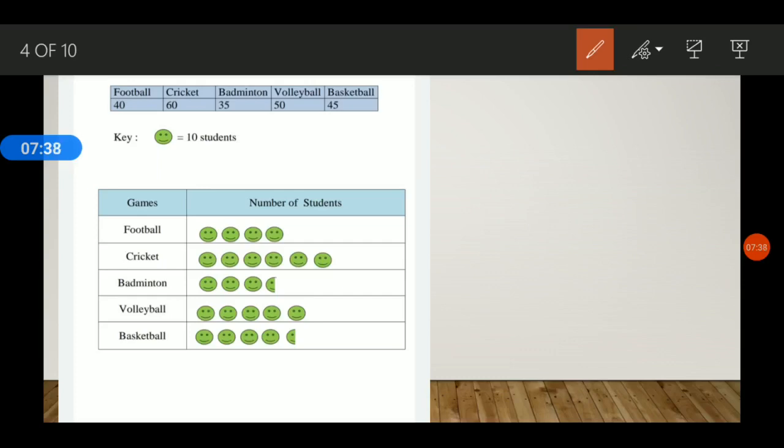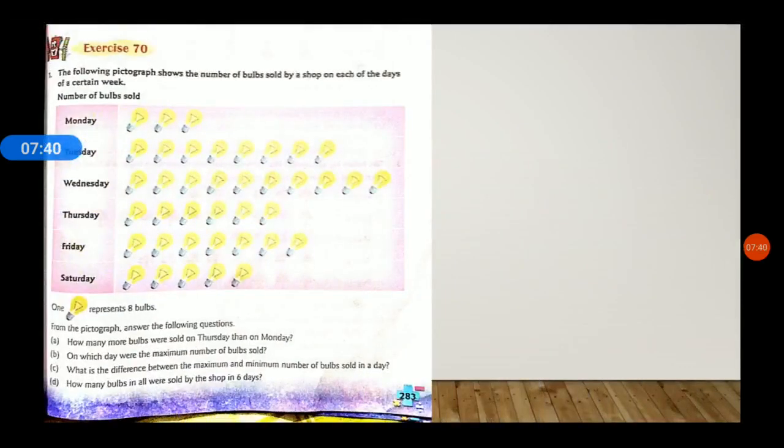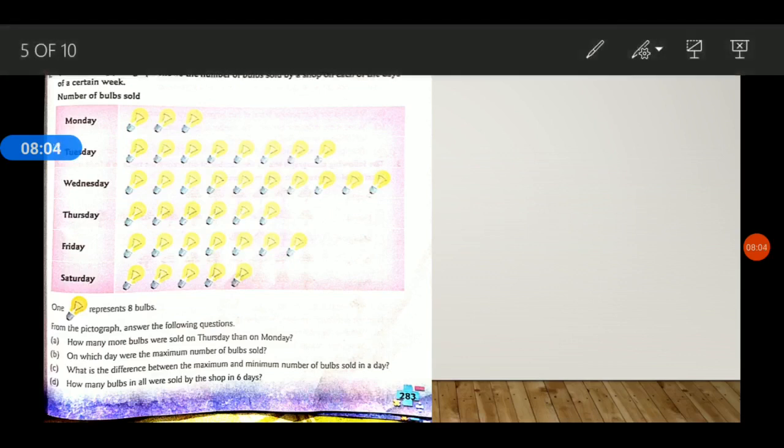Now come to the next question. The following pictograph shows the number of bulbs. This is exercise 7.0. You can open in your book also if it is not visible. The following pictograph shows the number of bulbs sold by a shop on each of the days of a certain week. Number of bulbs sold on Monday, Tuesday, Wednesday, Thursday, Friday, Saturday is given, and one bulb you can see here represents 8 bulbs. Here the key is given that one bulb picture is representing 8 bulbs. So now we have to give the answer of these given questions.